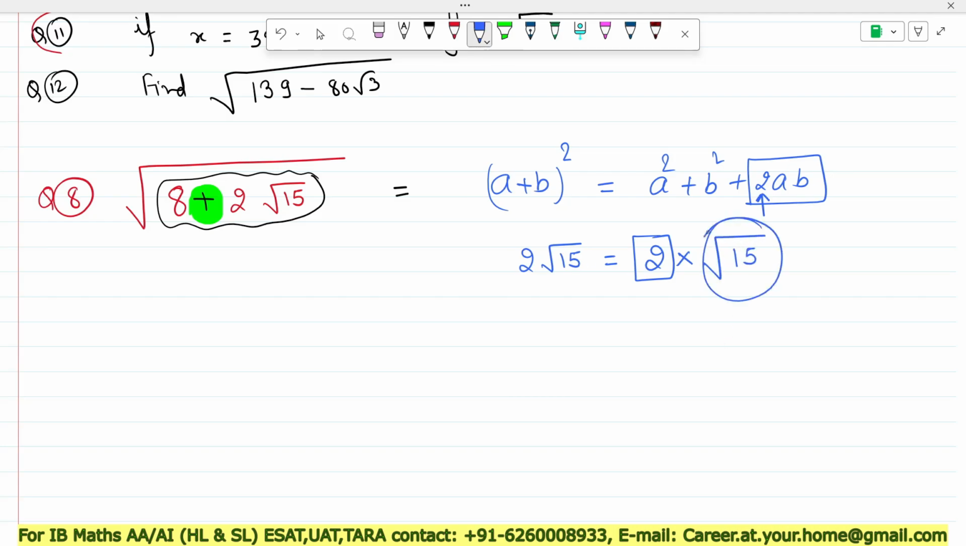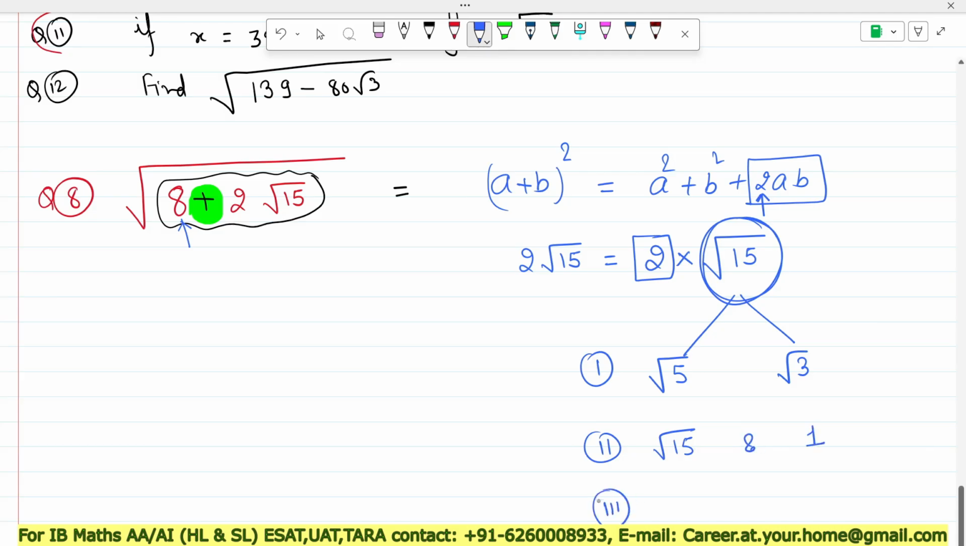Now from this square root of 15, you have to find your a and b such that if you square and add them, you should get the 8. So now you have to do hit and trial. Two factors of root 15: the first option is root 5 and root 3, isn't it? The second option is root 15 and 1, isn't it? Any other factor you can think of for root 15? I think no, right? So please try. If you consider this one as a and this one as b, you have to check whether a square plus b square is 8 or not.